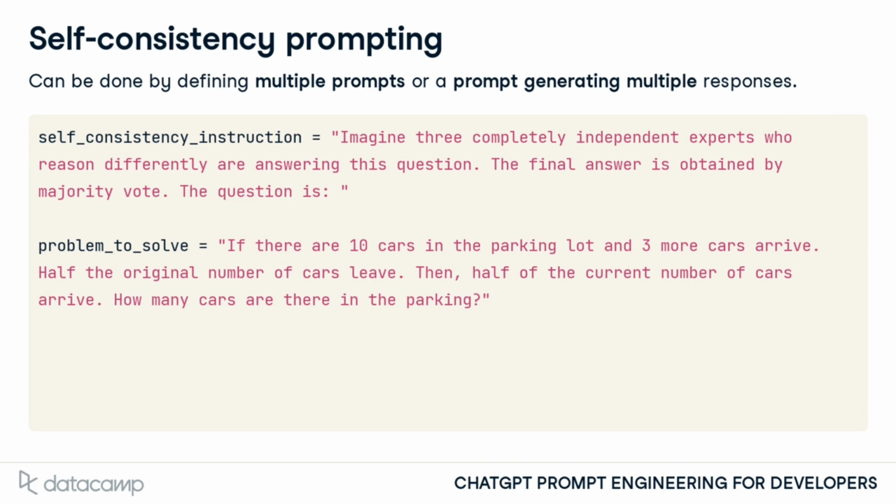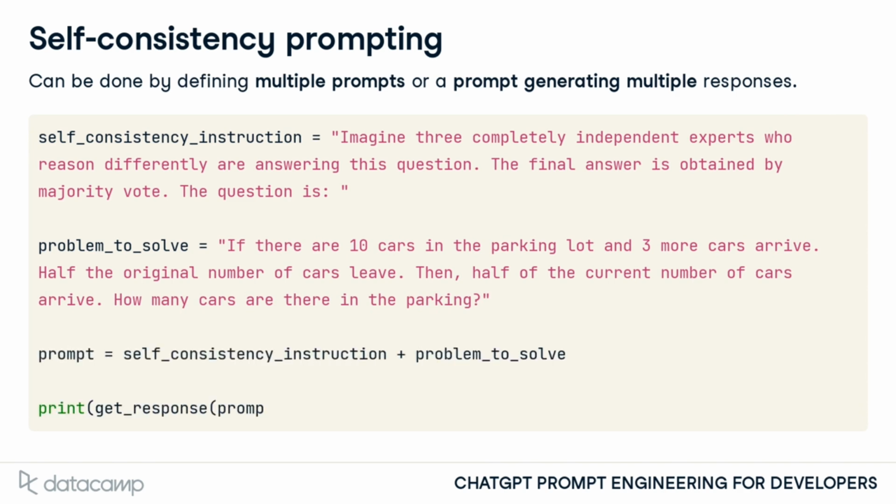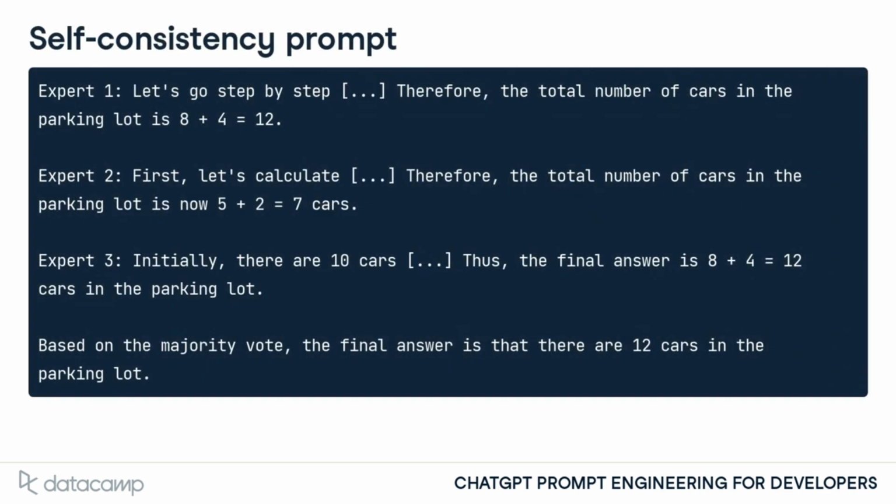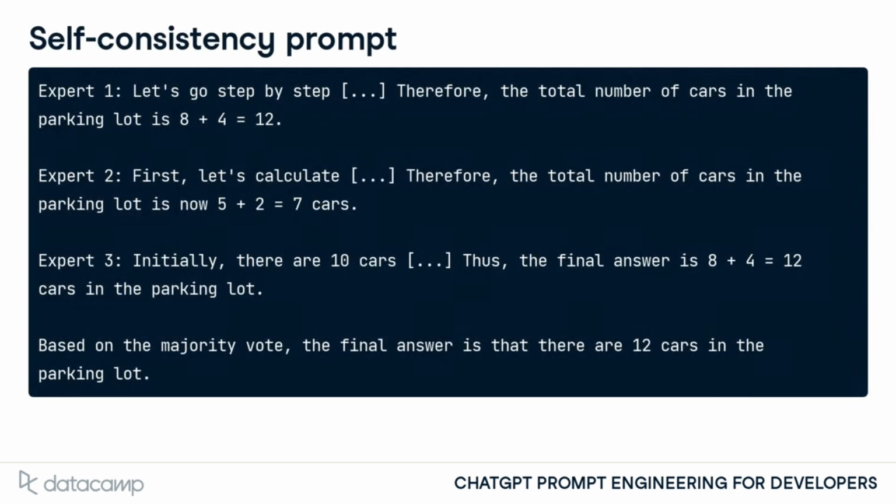To obtain the final prompt, we combine this instruction with the mathematical problem to solve. In the output, the model gives the response from each expert and aggregates the result to provide a final answer. Since 2 of the 3 experts obtained the number 12, the final answer is 12.